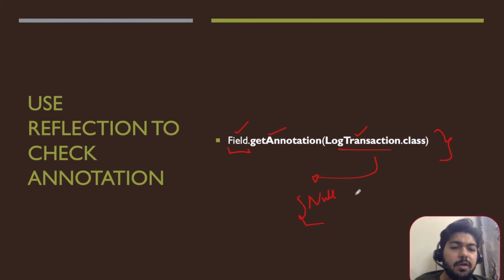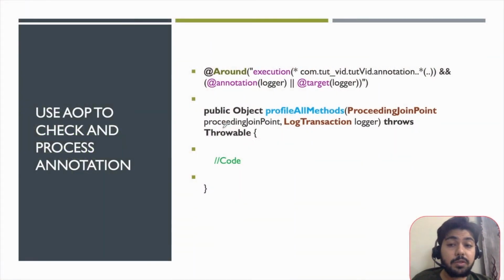So we can write a method at runtime which will check every field of a particular class, whether it has been annotated or not. If it has been annotated with the particular annotation which we want, then we can write any business logic over that, and any transformation can be done over that. So that would not be a great deal, but here in this particular case we are going to use aspect oriented programming. In aspect oriented programming, we would be defining a simple method. The method would be profile all method with two parameters or arguments.